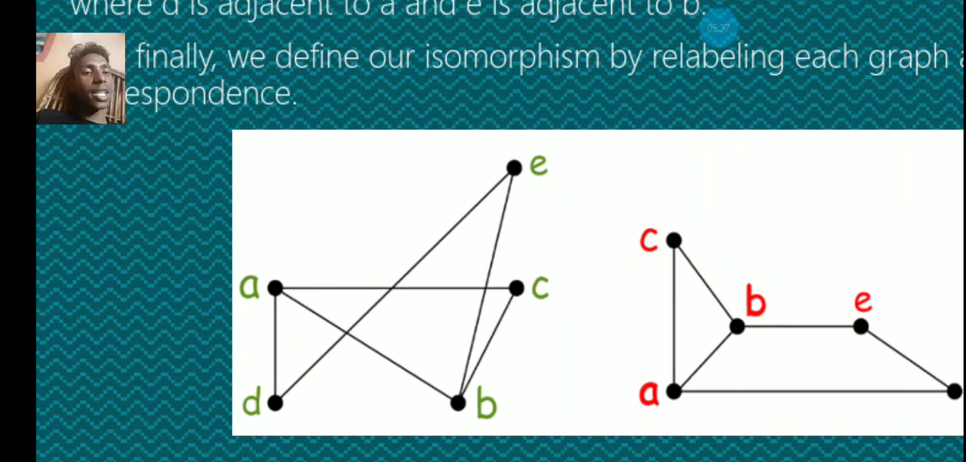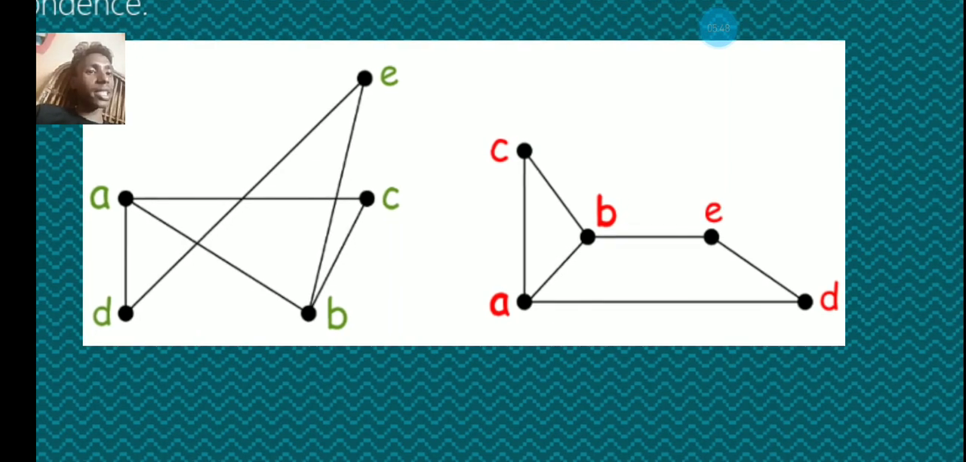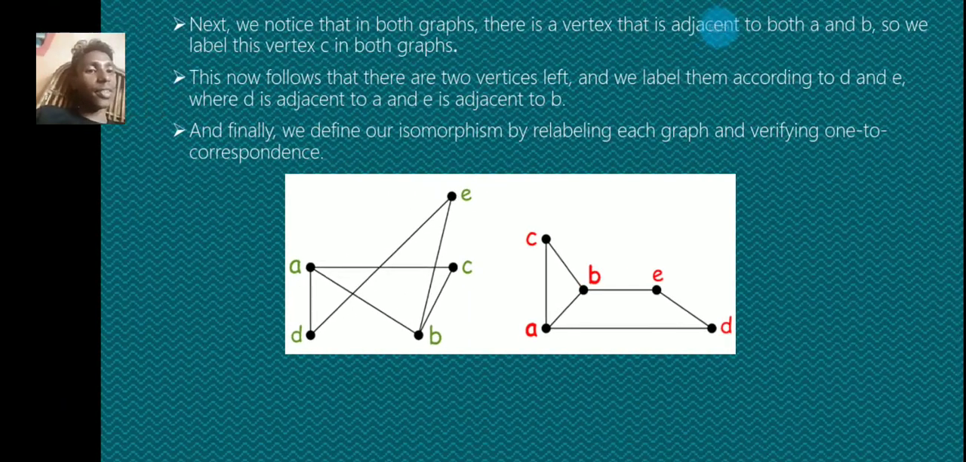We can observe this clearly. C is the opposite side of AB, and the adjacent side of AB is C. Here also we can see that the adjacent side of AB is C. Clearly we can see that.